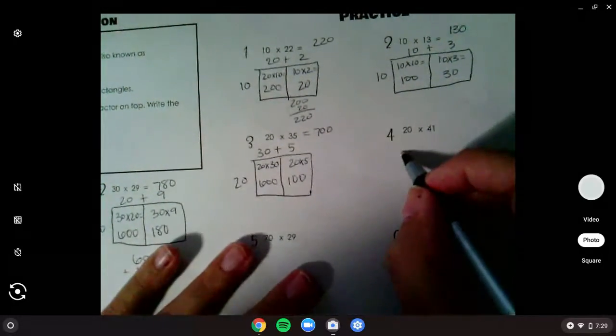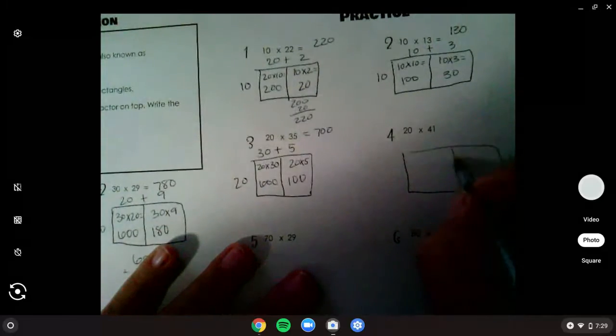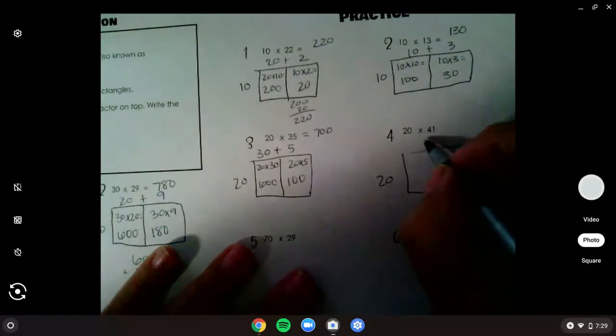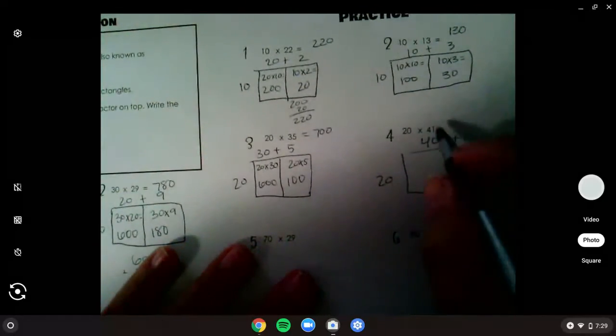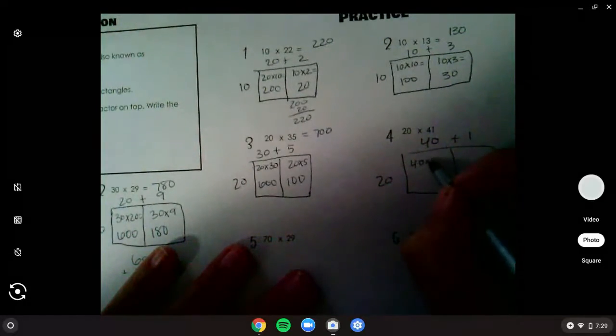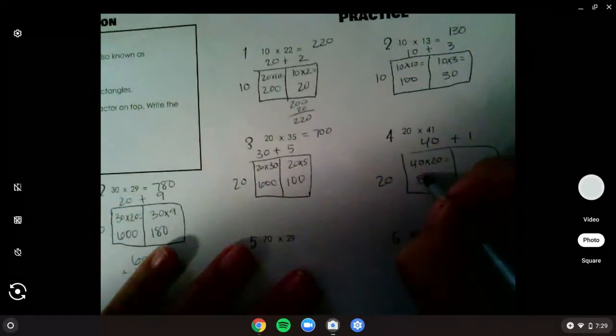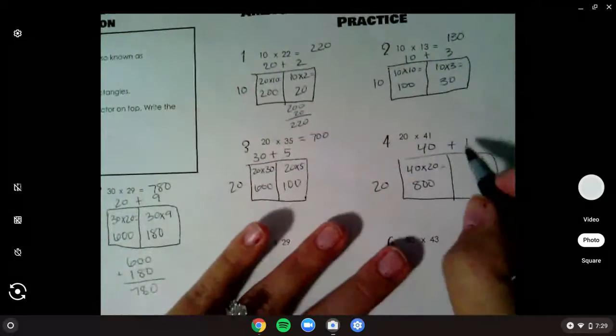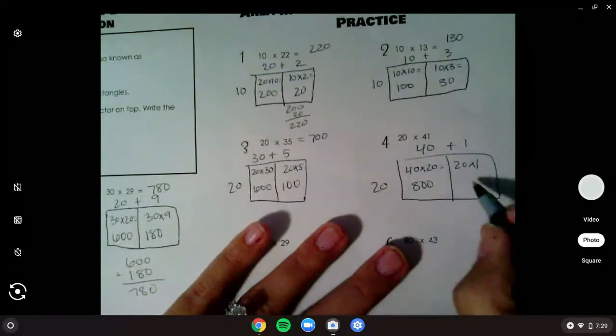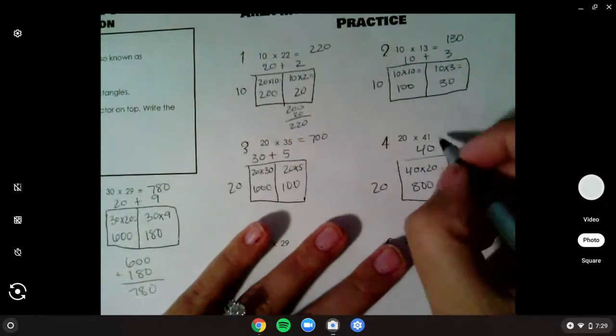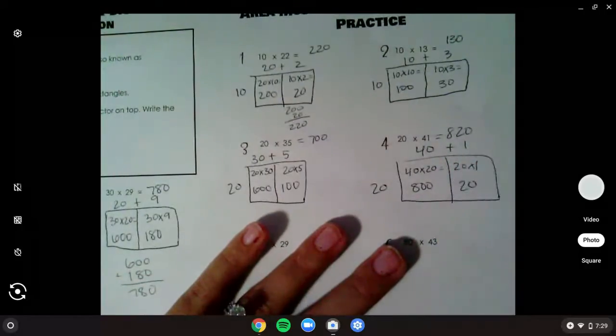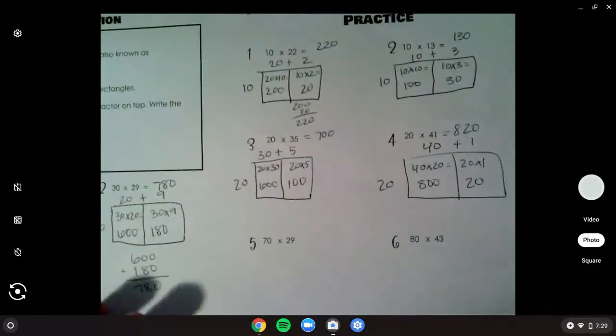All right, let's look over to number 4. 20, I don't need to split that anymore. 40 plus 1. 40 times 20, 4 times 2 is 8, add 2 zeros. And 20 times 1 is 20. Again, that was mental math. I can just add those up and get 820.